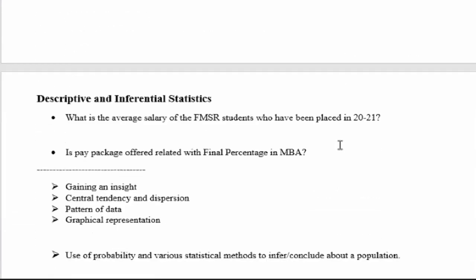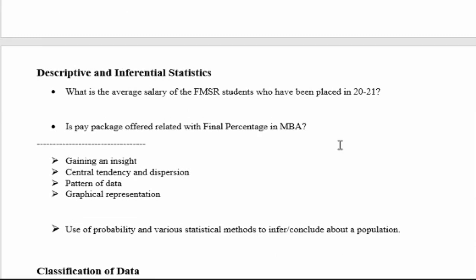Then we move to descriptive and inferential statistics. Statistics from the analysis point of view is broadly categorized as either descriptive statistics or descriptive analysis, and inferential statistics or inferential analysis. Descriptive means when we collect data from a sample. I hope now sample and population is clear by this time.